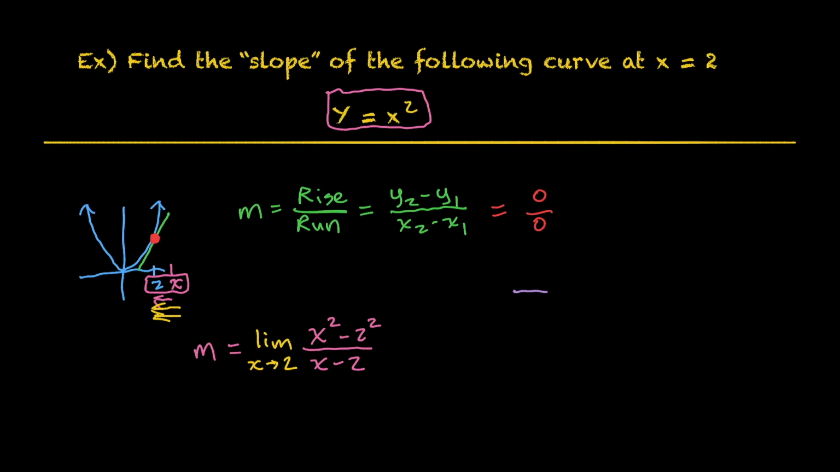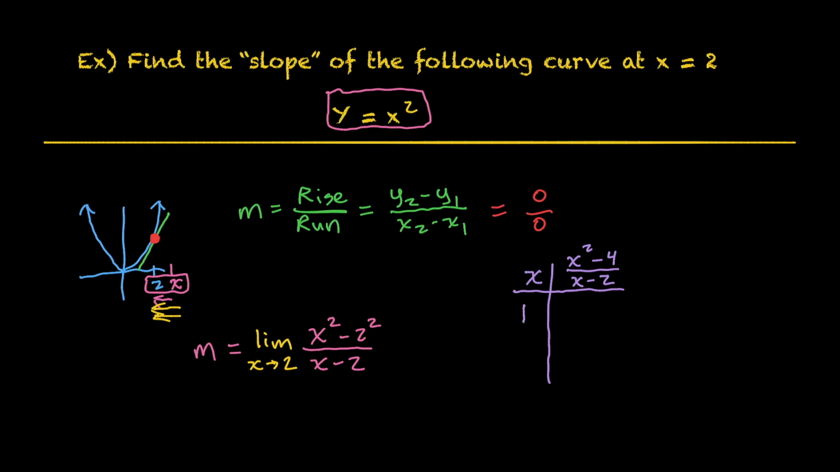So what I'm going to do is just make a little table here, and I'm going to pick values of x that are closer and closer to 2 and plug them into this slope. x squared minus 2 squared is x squared minus 4 over x minus 2. And I'm just going to see, do these values go to anything in particular? All right, so I'm going to start with a number that's relatively close to 2 but easy to compute. Let's say x is equal to 1.